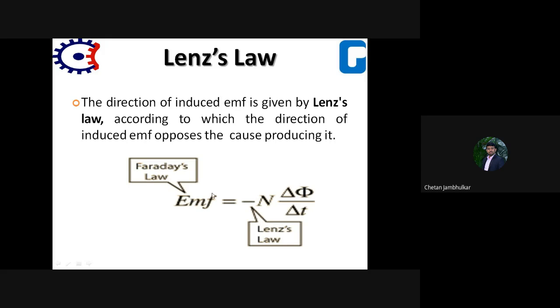So induced EMF is equal to minus N into del phi by del t. Here N means the number of turns, and del phi means the change in flux, so del phi by del t is the change in flux with respect to time. This produces the induced EMF.